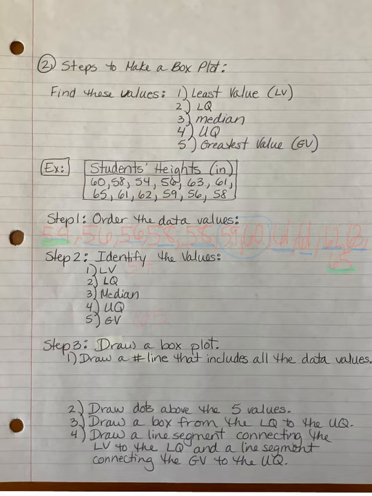I know that what's halfway between that is 59.5, but if I didn't, I could add 59 plus 60, get 119, and divide that by 2, and I would get 59.5 as my median.